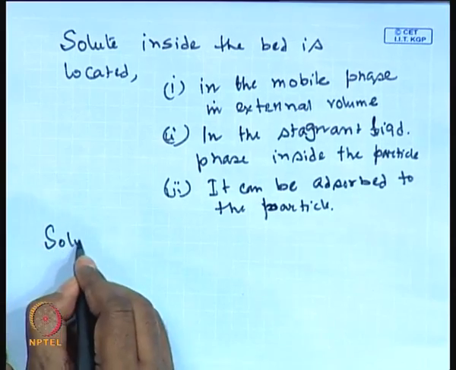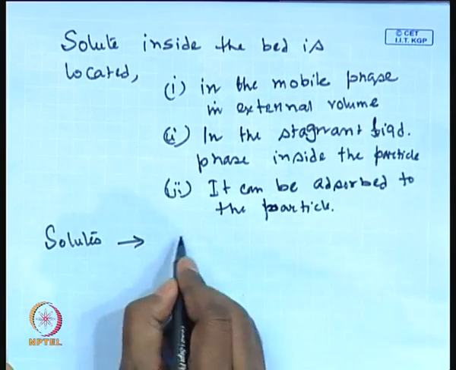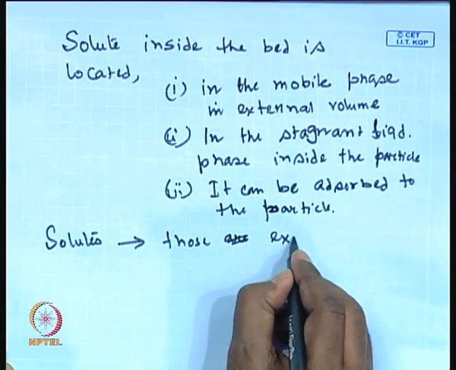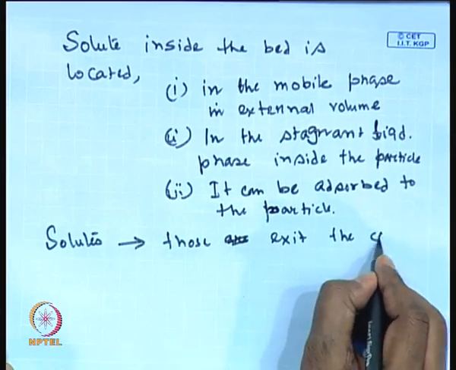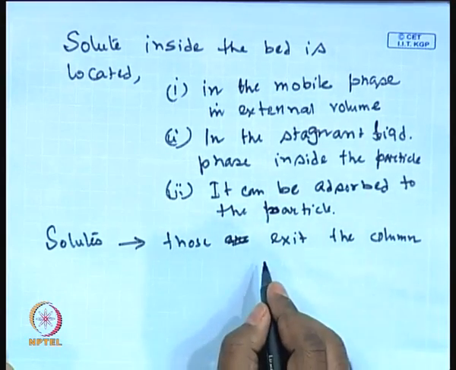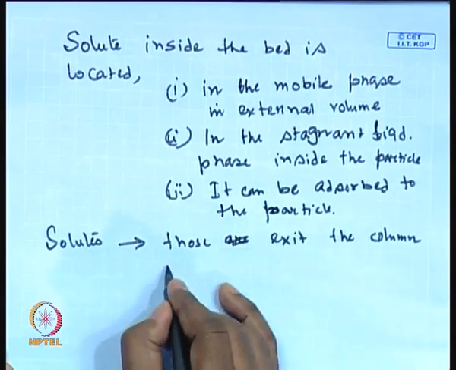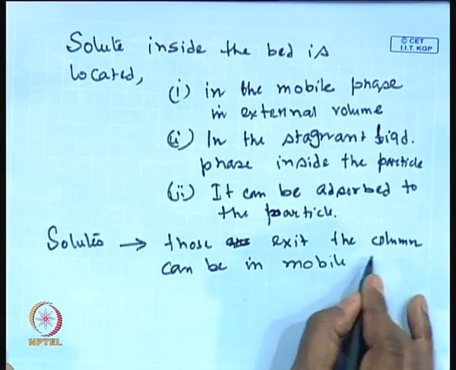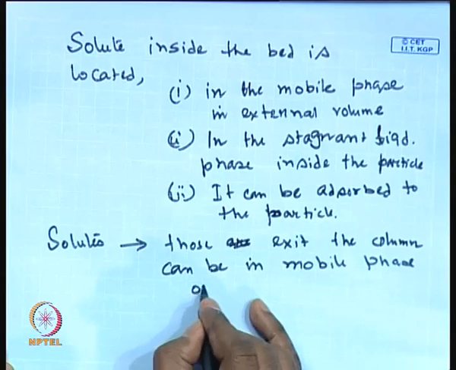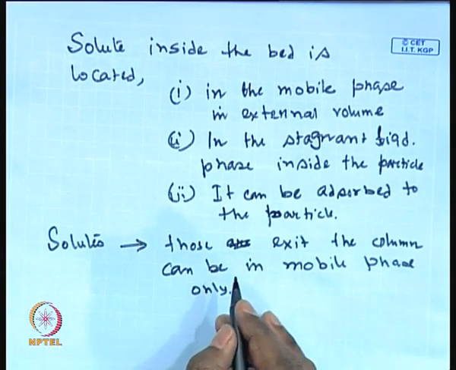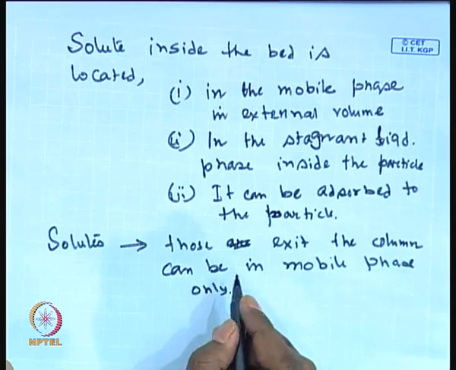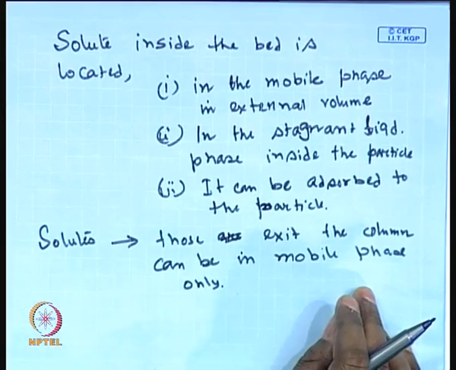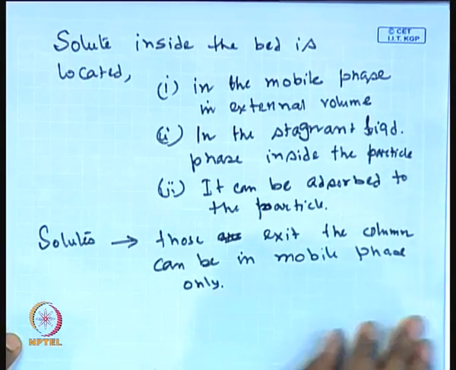The solutes that are outside or those that exit the column can be only in the mobile phase. Mobile phase only. That means we are not allowing bleeding of any solid particles from the column. So, solid particles or the adsorbent will be kept intact within the column itself, none of them will be coming out or bled out from it.